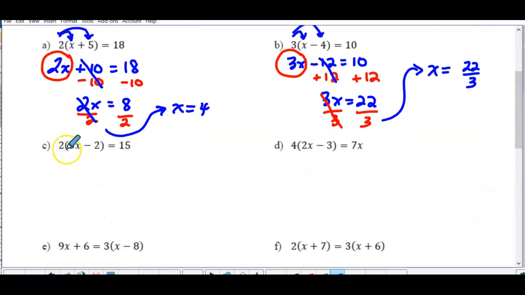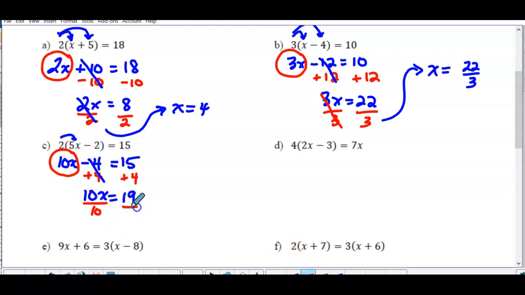Next one, 2 times 5x is 10x. 2 times 2 is 4, so minus 4 equals 15. I want to get the x term by itself, so add 4 to both sides. So I get 10x equals 19, and then I divide by 10. So x equals 19 over 10. Nothing divides into both, so you're done.